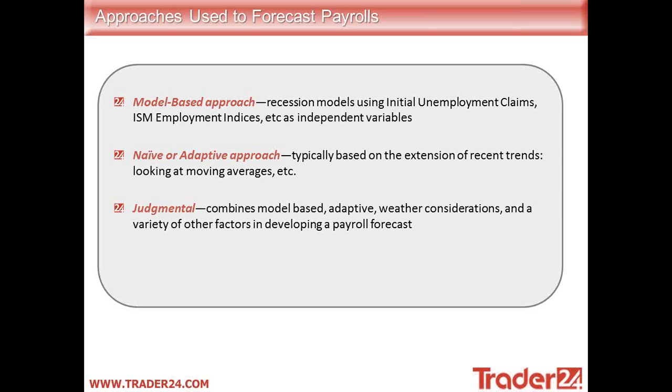Okay, the other one is naive or adaptive approach. So typically based on the extension of recent trends, looking at the likes of moving averages, or other indicators that might help you identify potential trends in the market, RSIs, Bollinger Bands, Elliott Waves, anything that helps you identify the trends. And thirdly, judgmental, combines model-based, adaptive, weather considerations, and a variety of other factors in developing a payroll forecast. So clearly you can see there's quite a number of different approaches that people will use to predict or produce an estimate for the non-farm payroll release.